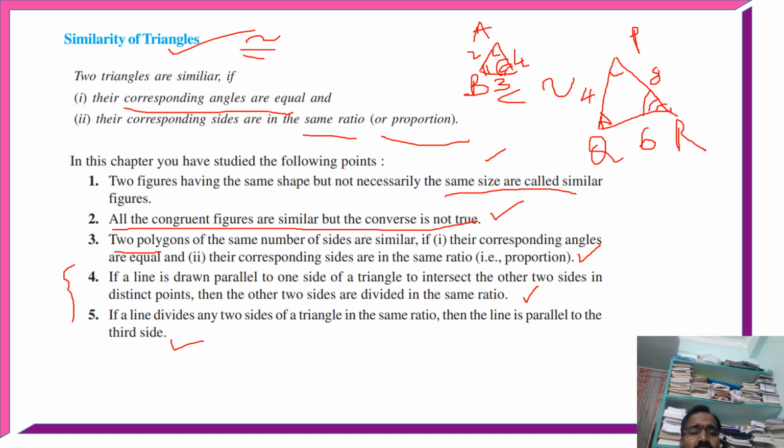Based on these two Thales theorem, similarity concepts, we will do problems. According to the CBSE syllabus, you have only these concepts. Let us go with the next concept.